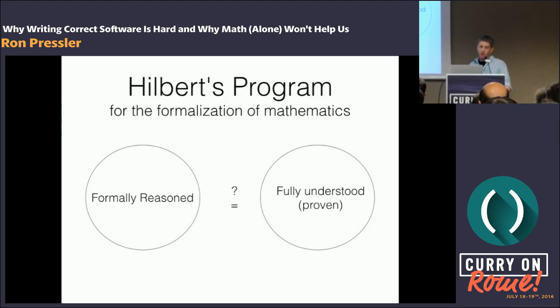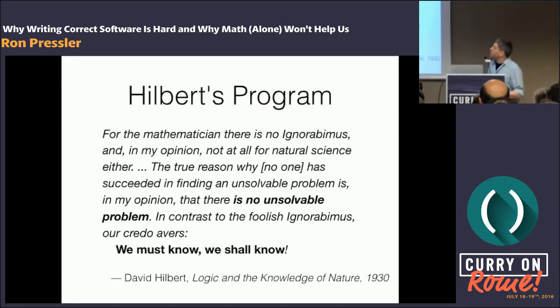The 19th century view on the limits of knowledge was expressed by the maxim ignoramus et ignorabimus, meaning we do not know and we will not know. But for his retirement in 1930, Hilbert gave a lecture in which he challenged this view. He said, "For the mathematician, there is no ignorabimus, and in my opinion, not at all for natural science either. The true reason why no one has succeeded in finding an unsolvable problem is, in my opinion, that there is no unsolvable problem. In contrast to the foolish ignorabimus, our credo avers, we must know, we shall know."